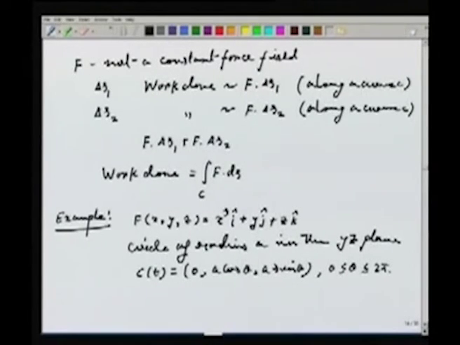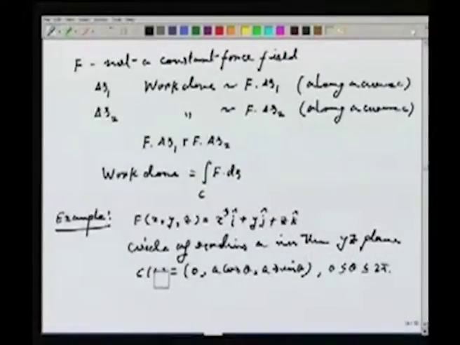So the question I am asking is, suppose I have a particle at the point theta equals 0, let us say, and then I apply this force field. This particle moves around the whole circle, comes back at 2 pi. If that happens, I will try to calculate what is the total work done. Well, what happens in this case? It is C of theta. First I have to calculate C prime theta, that is 0, minus a sine theta, a cosine theta.